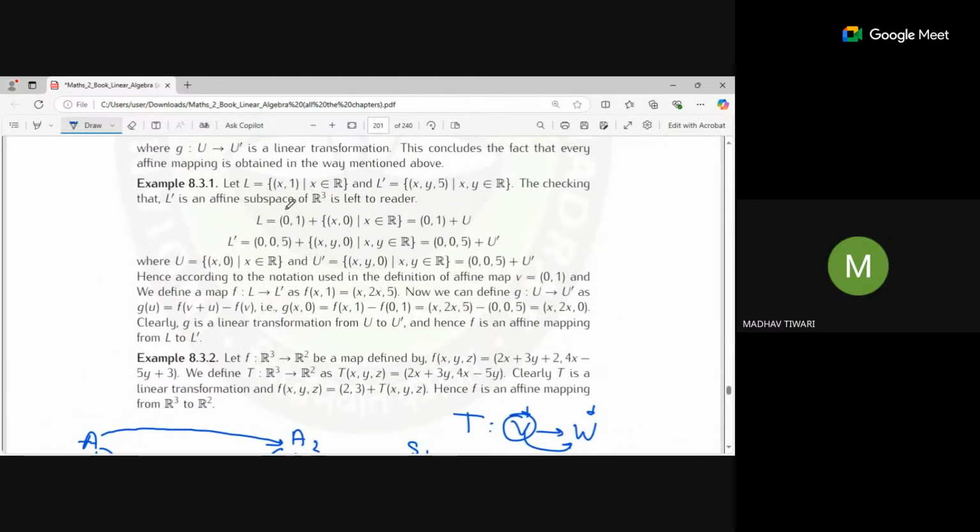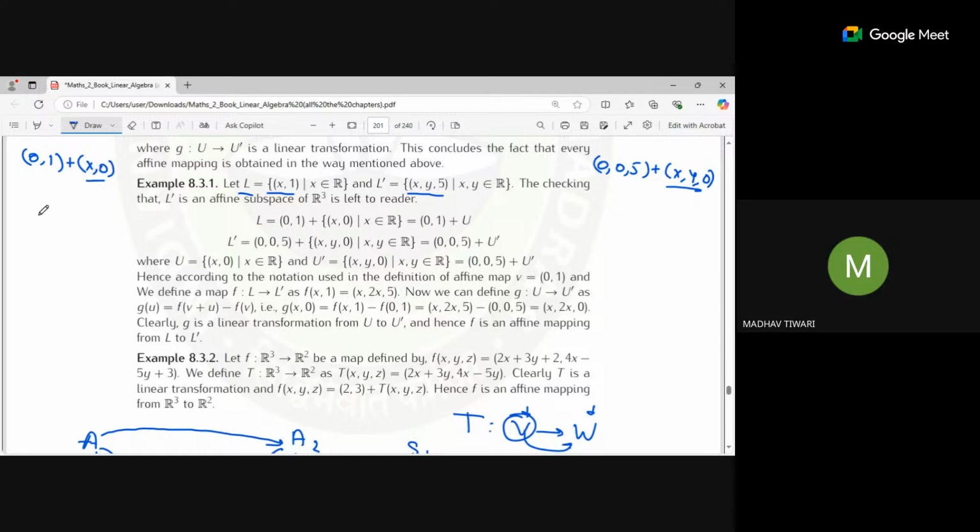Now look at this example. Here it is saying that you have some affine subspace in this form x comma 1, another affine subspace in this form. So you can directly conclude that its translating vector is 0 comma 1, right? And all other points will be in this form x comma 0. From this you have already calculated that 0 0 5 is the translatory vector plus x comma y comma 0 will be our subspace, right? And if you want to map, you want to map this x comma 0 to this part. So this x will go to this x, right?